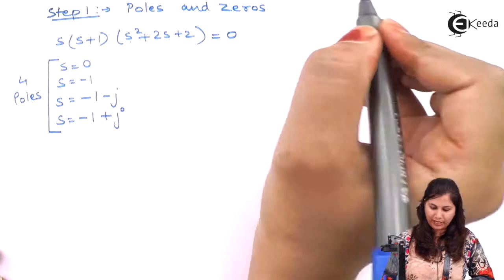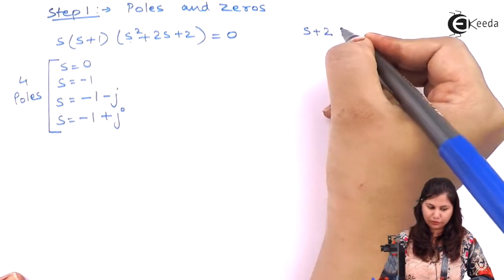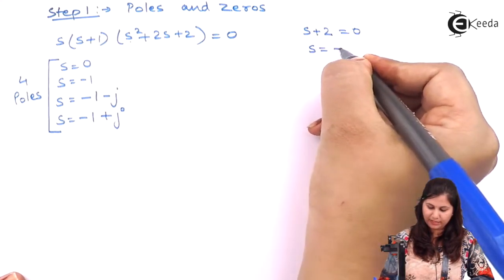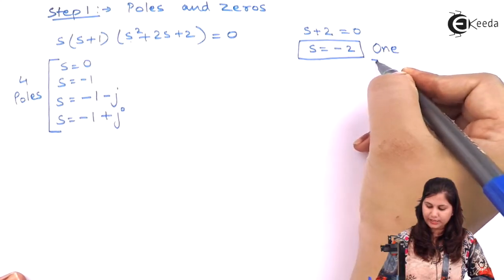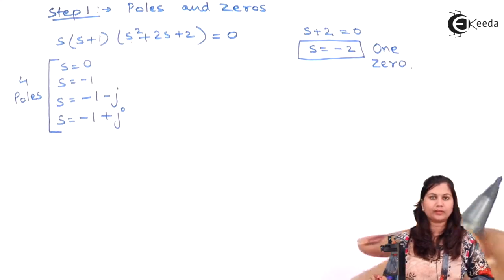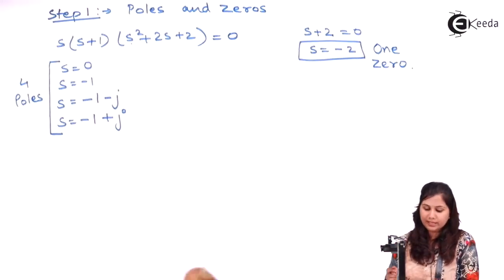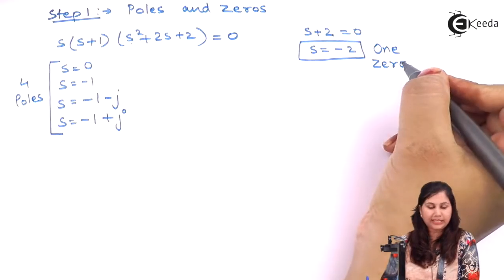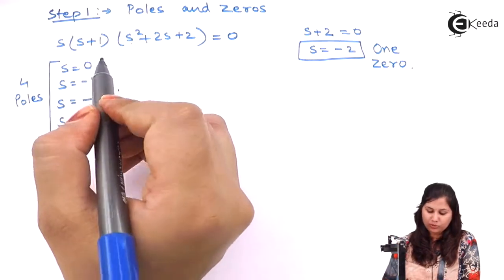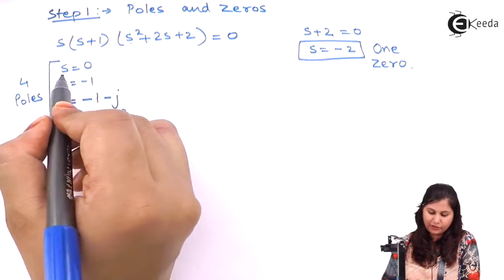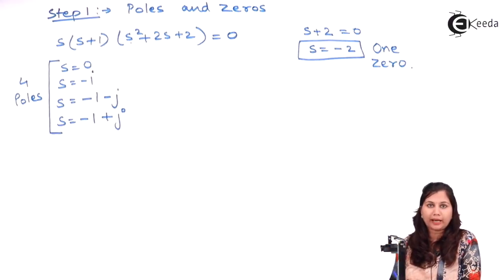Now for zeros, we have to equate the numerator polynomial to 0, so that is s + 2 = 0. So we have s = -2 as our one zero. Now we know that the root locus starts from the poles and terminates at zeros. So our one pole is s = 0. It will start the root locus branch. It will start from s = 0 and terminate at s = -2.